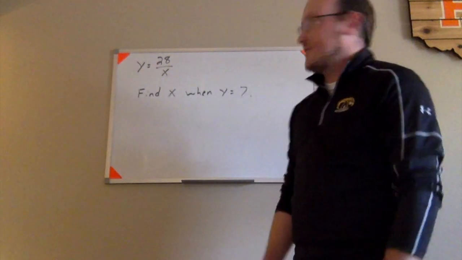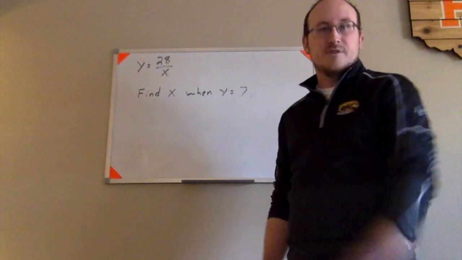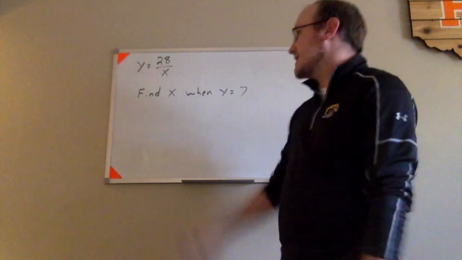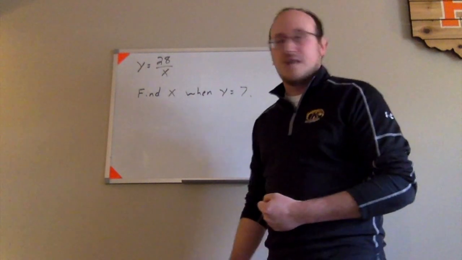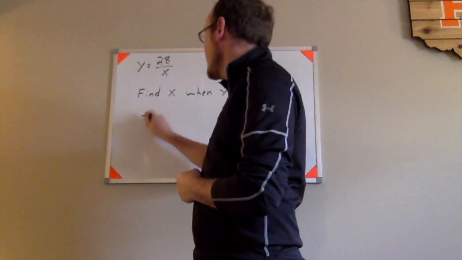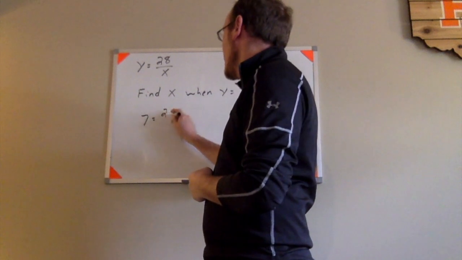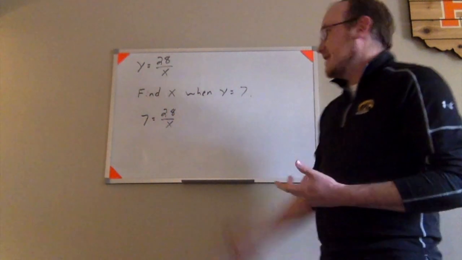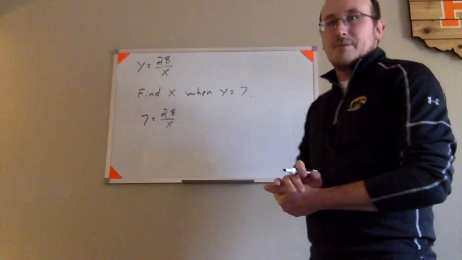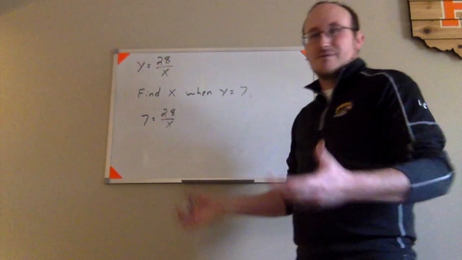Now we'll use our function to find the other variable. We still have our inverse variation function, y equals 28 over x. But now they want us to find x when y is 7. So I'm going to plug in the 7 that I know for the y. So I have 7 equals 28 divided by x. Again, you may be able to look at that and say, well, I already know 28 divided by what? I know what that is going to be, 7. That's fine. I do too.